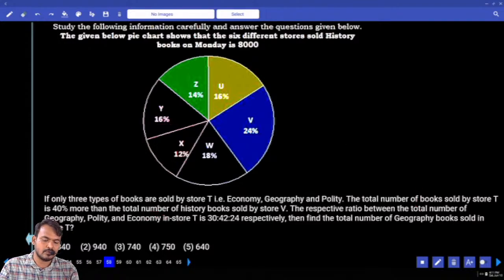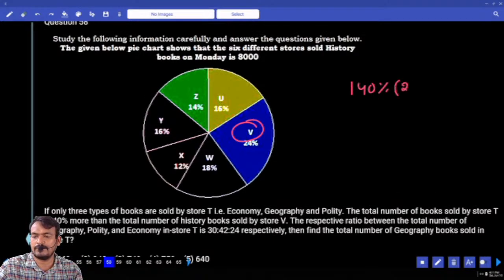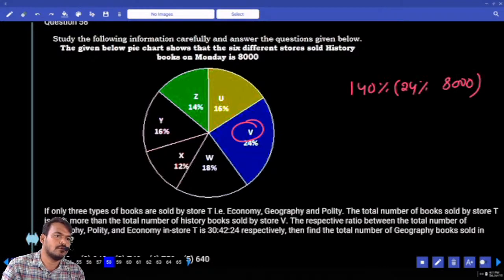Next, question number 58. If only 3 types of books are sold by store T, economy, geography and polity, the total number of books sold by store T is 40% more than the total number of history books sold by store V. And already store V, how much percent? 24%. Compared to that one, 40% more. 40% more means we write 140% of 24% of 8,000. Yes or no? That is which value? Store T value.